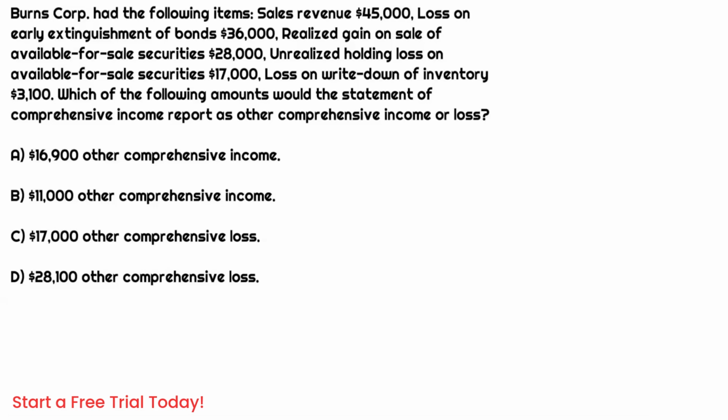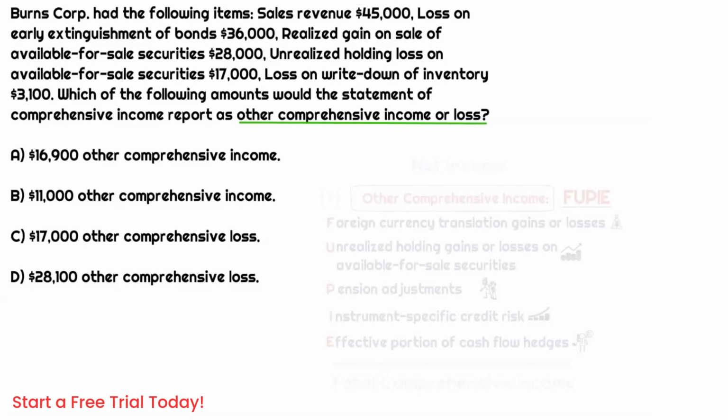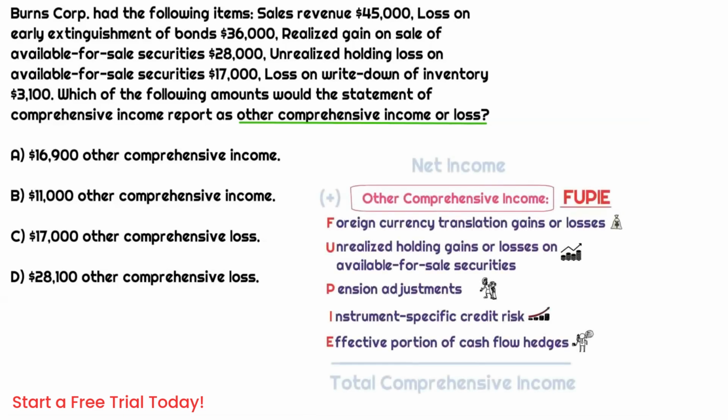Okay, so we're talking about Burns Corp. They have a bunch of stuff going on here, and ultimately, what is the call of the question? We want to know which of the following amounts would the statement of comprehensive income report as other comprehensive income or loss. All right, so that's a verbose way of saying what is the total amount reported in OCI. All right, let's not make this more complicated than it needs to be. So let's attack these one by one.